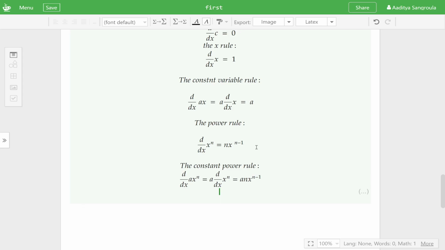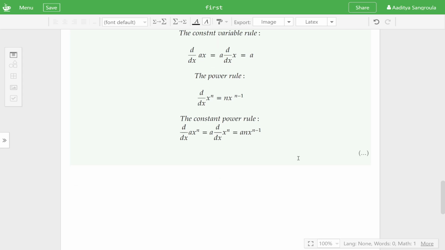So this is also important. This is how we differentiate a function. I hope you get that. So this is also absolutely important. And we have a lot more things here.